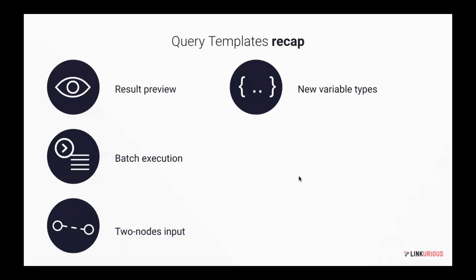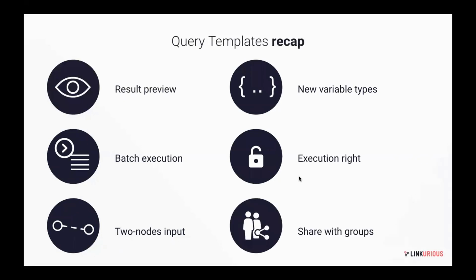We added new variable types. So I mentioned dates, numbers, enumerations. We added this execution rights for non-tech domain experts that you don't want to have writing queries. And we added a new option to share with groups. And that's it for me.